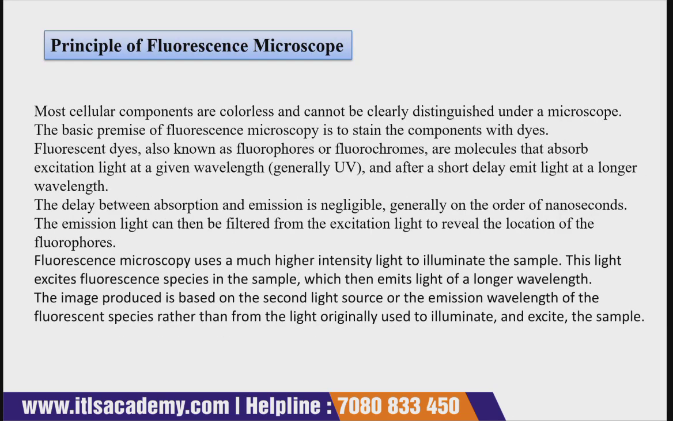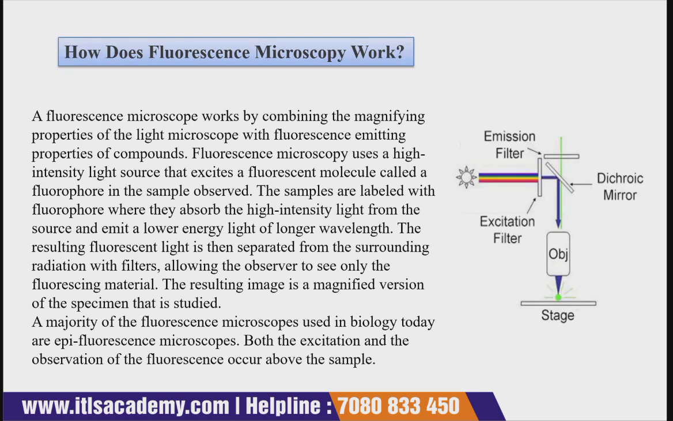So this is the working principle of the fluorescence microscope. Now let's quickly discuss how fluorescence microscopy works. If you can see this diagram, you have the stage where the object is placed, you have a dichroic mirror, an emission filter, an excitation filter, and a light source.